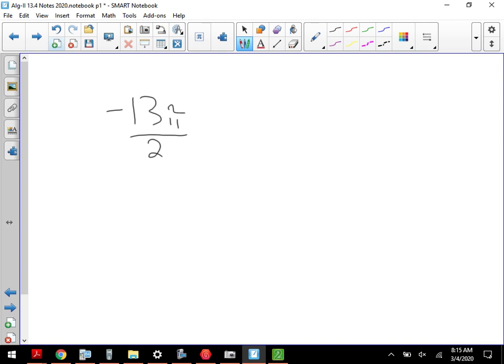Anyway, so 2 goes into 13 how many times? And how many are left over? 1. So this is the same thing, 1/2 pi, however you want to say it's fine. This is negative 6 and 1 pi over 2, or pi over 2, however you want to write it.